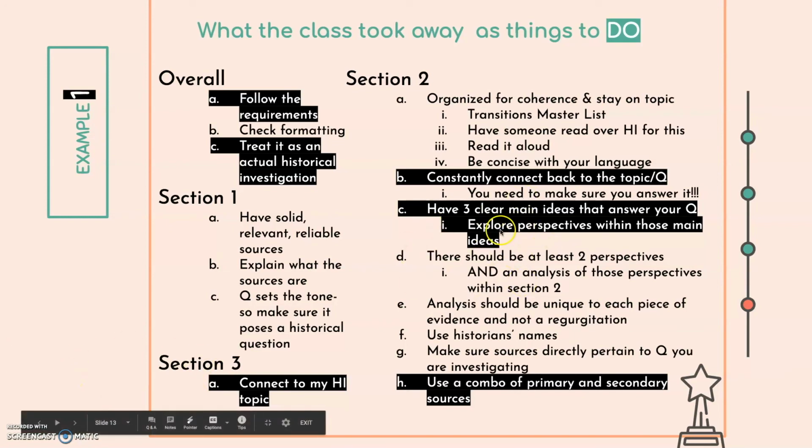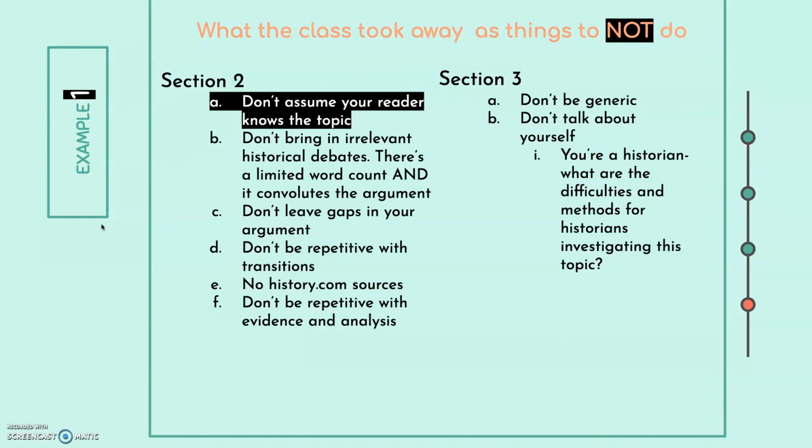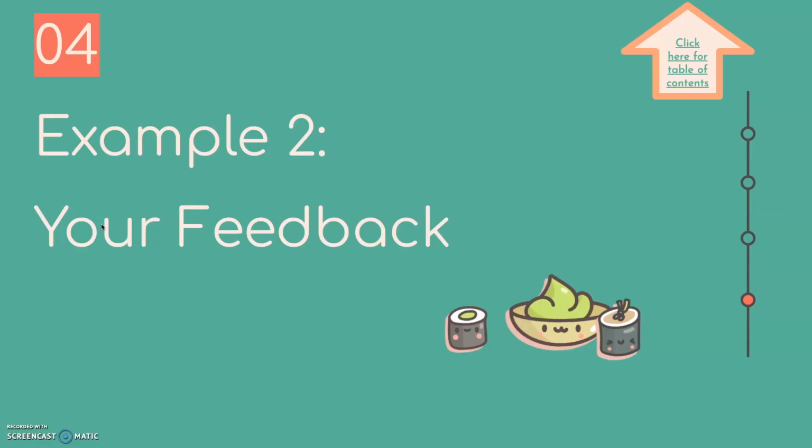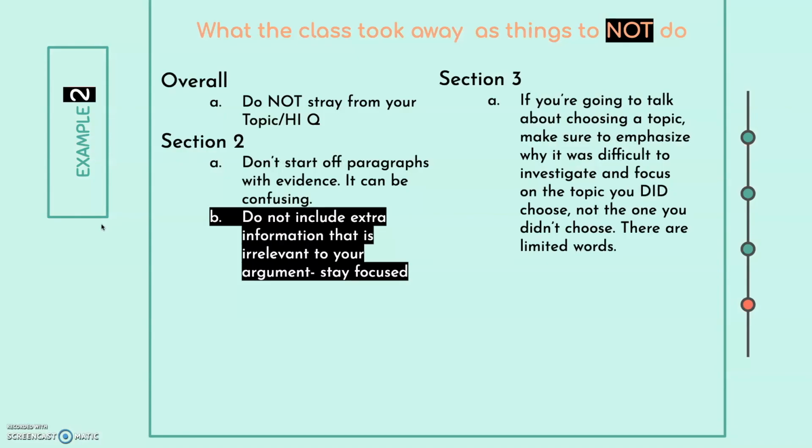Start with 3 clear main ideas that answer your question, and then you can explore the perspectives within each of those main ideas. These are the things you said not to do, so definitely read over these. And then here are the ones for example 2. There's lots of great feedback in here, and so definitely read this and heed it. And then last but not least, this is what not to do. So hopefully this helps you to understand the direction of your HI.